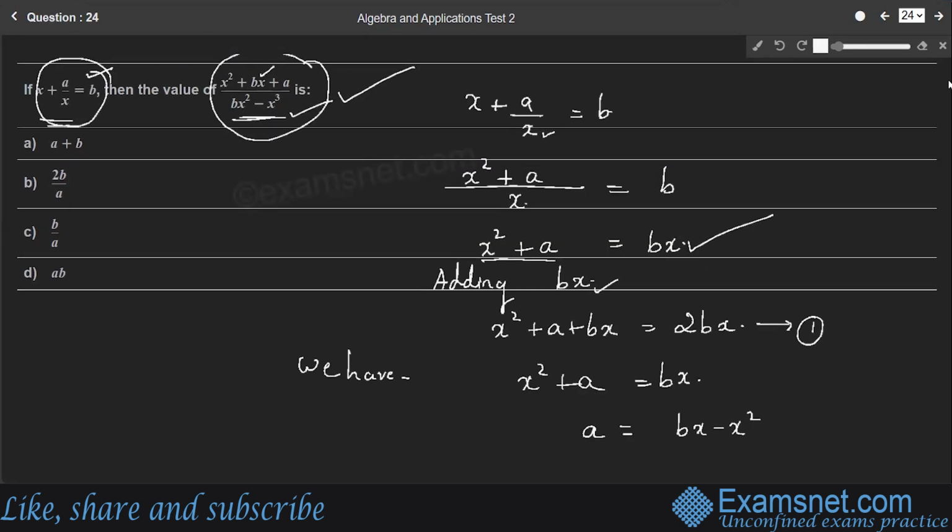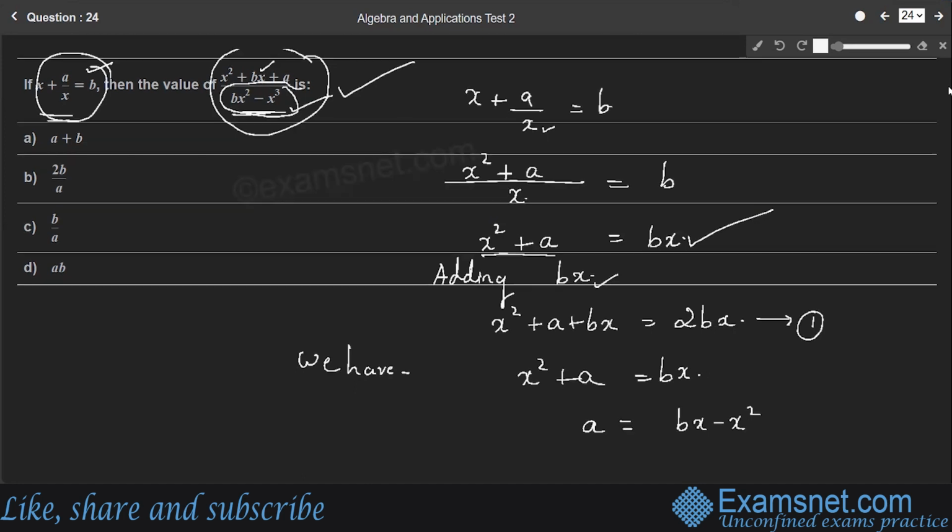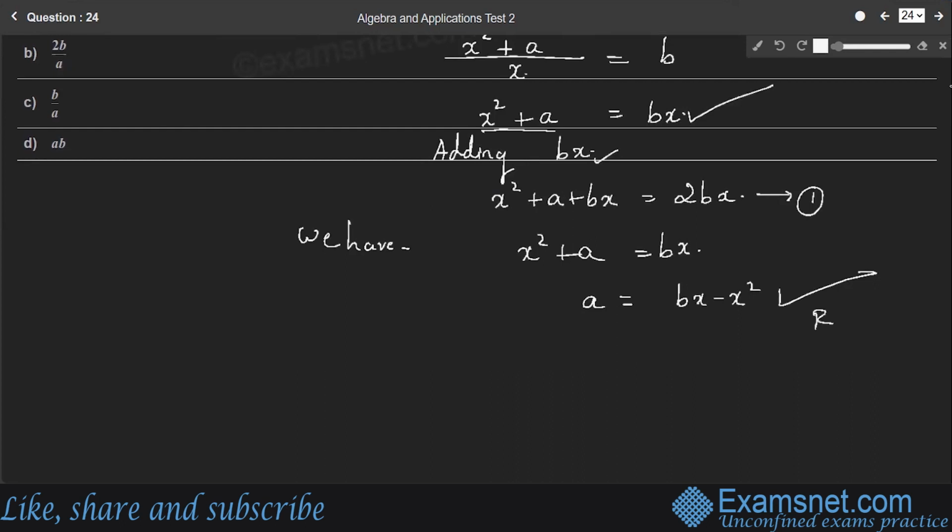Here we need a into x, because in the denominator we have bx square minus x cube, right? So this RHS part, which I am showing, is multiplied by x. Therefore, LHS becomes a into x. A into x becomes bx square minus x cube, right? Consider this as equation 2, right?